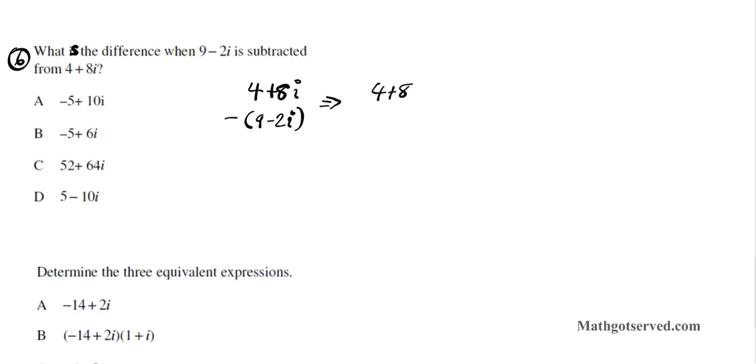And then you distribute the negative to this number, you have negative 9 plus 2i. And then you can add downwards, because subtracting is the same thing as adding the opposite. So add downwards, you have negative 5 plus 10i. And we can clearly see that our answer is option letter A.